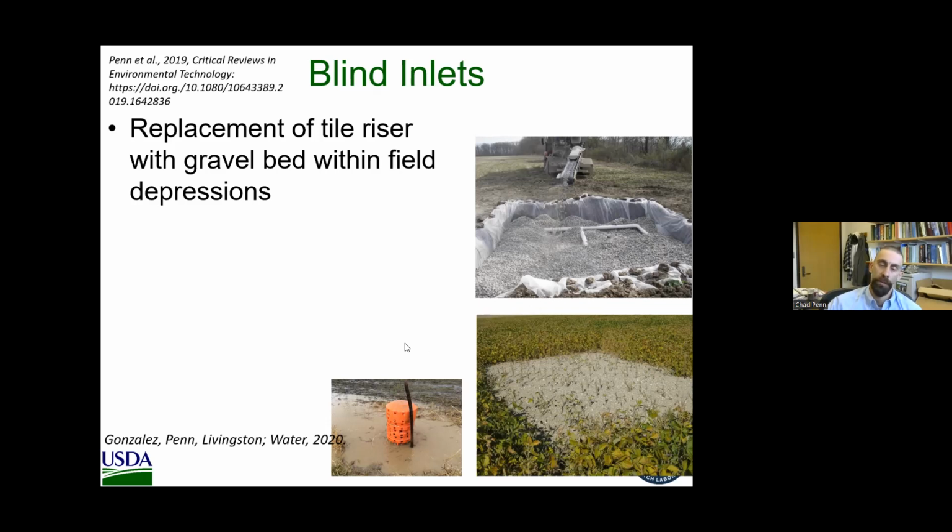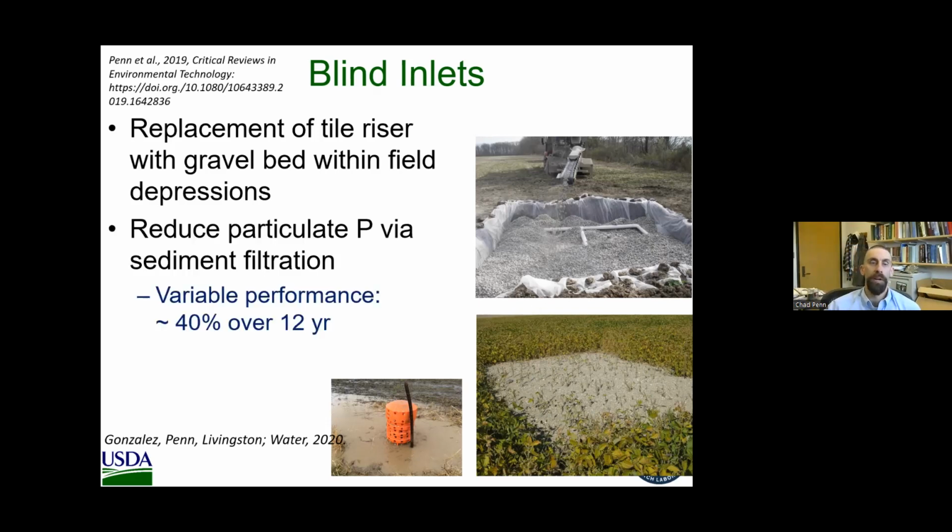So then they're still able to drain that depression or that pothole, but the water has to infiltrate first through the layer of gravel or sand, and that filters out a lot of the sediment, takes out a lot of your particulate phosphorus very well. We had one we monitored for 12 years, and it removed about 40% over 12 years of particulate phosphorus, but it did pretty much nothing for dissolved P. And you wouldn't expect it to, because it's just gravel. It's not going to absorb dissolved phosphorus.